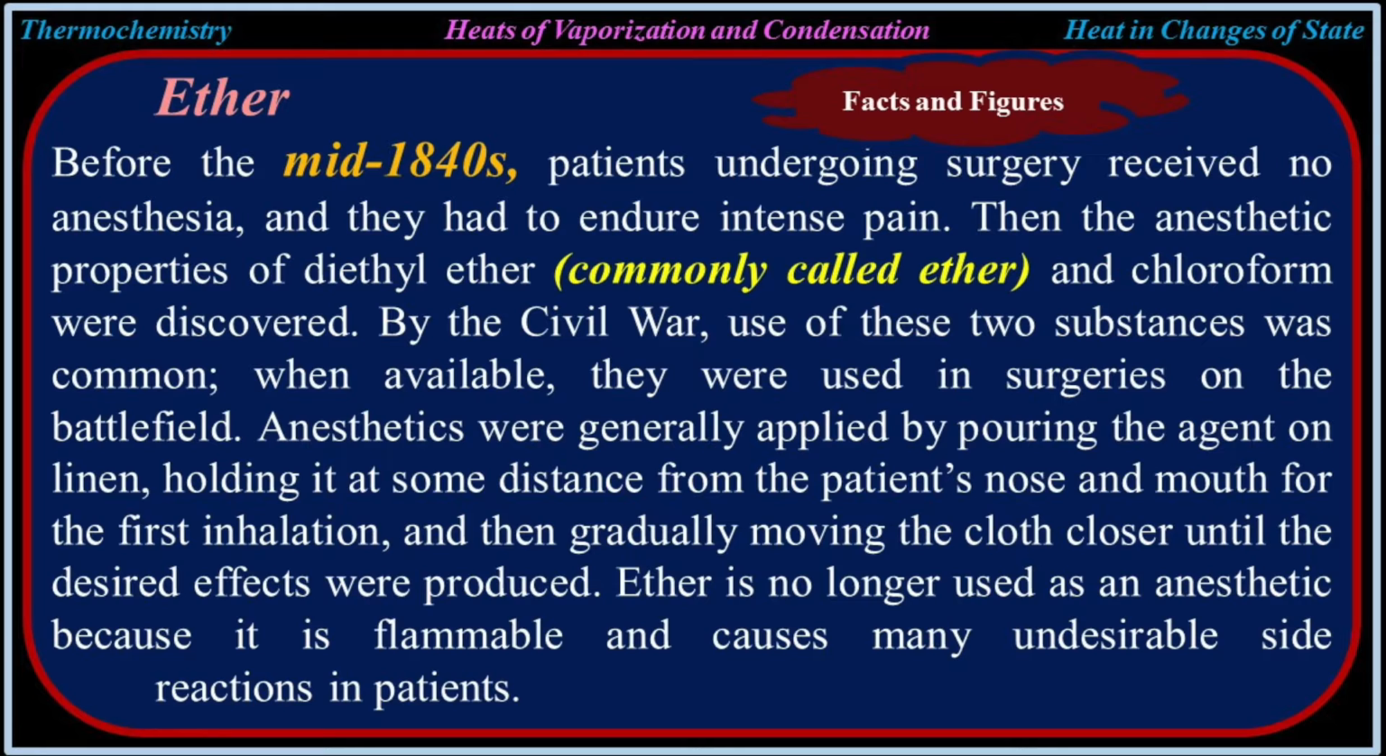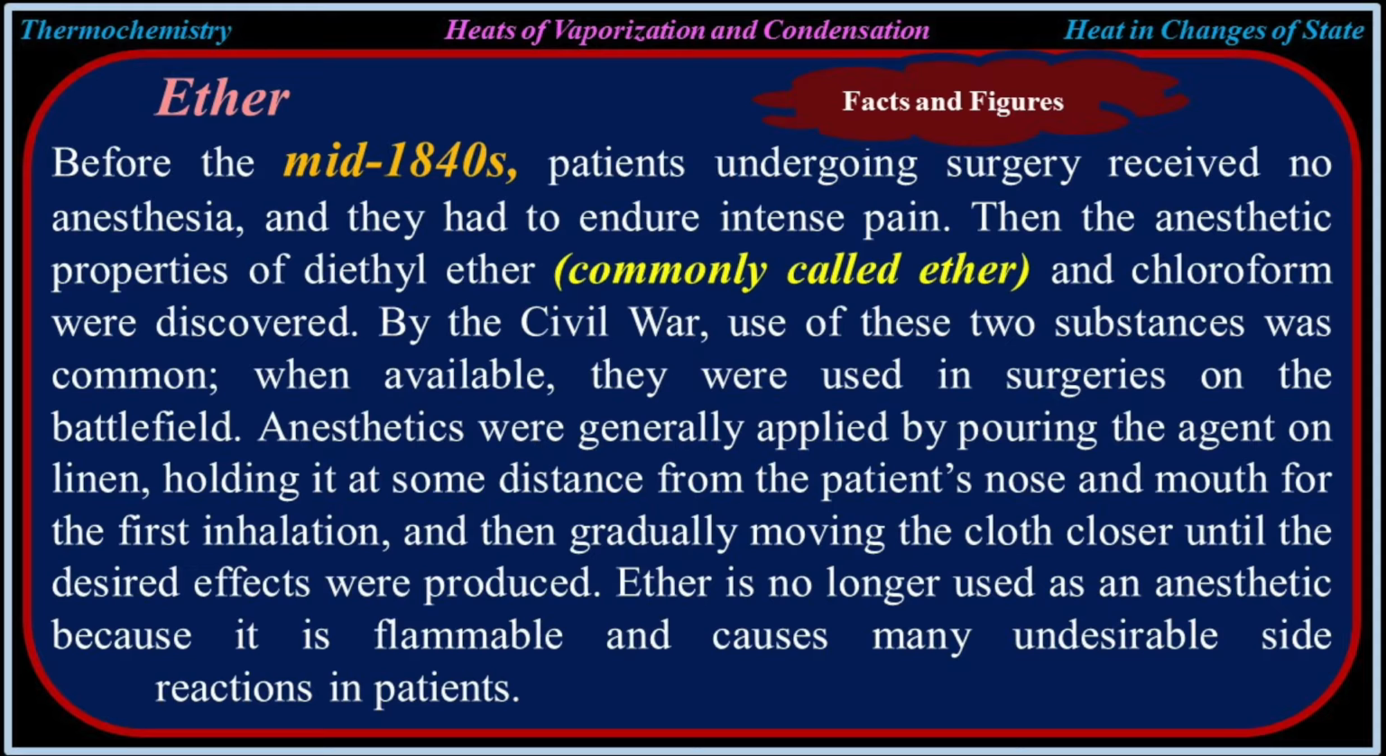Ether. Before the mid-1840s, patients undergoing surgery received no anesthesia, and they had to endure intense pain. Then, anesthesia properties of diethyl ether, commonly called ether, and chloroform were discovered. By the Civil War, use of these two substances was common. When available, they were used in surgeries on the battlefield.